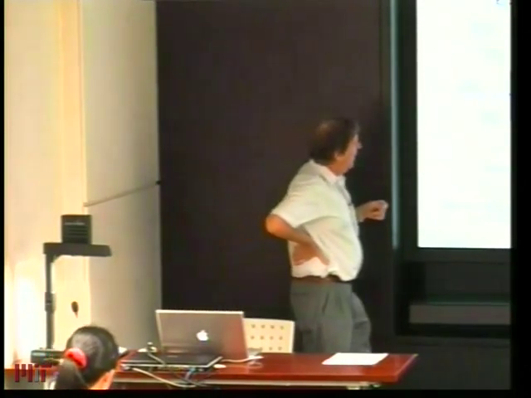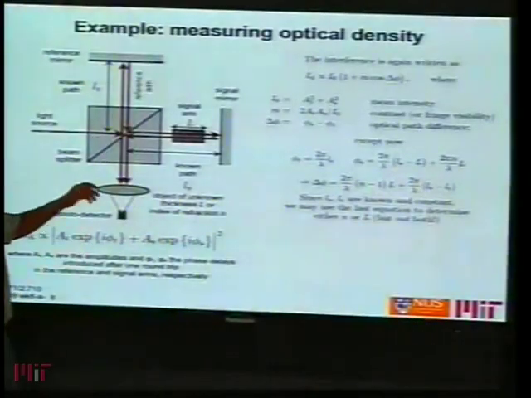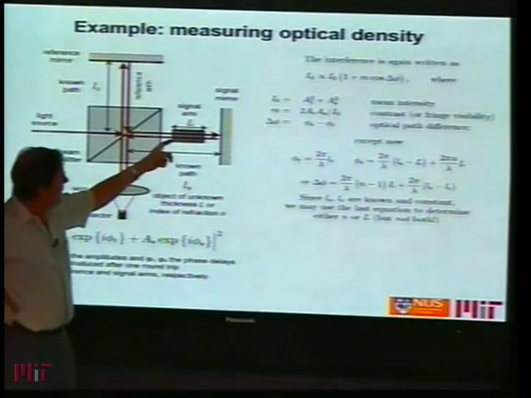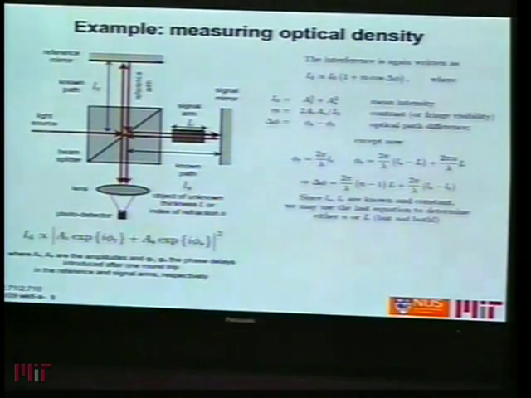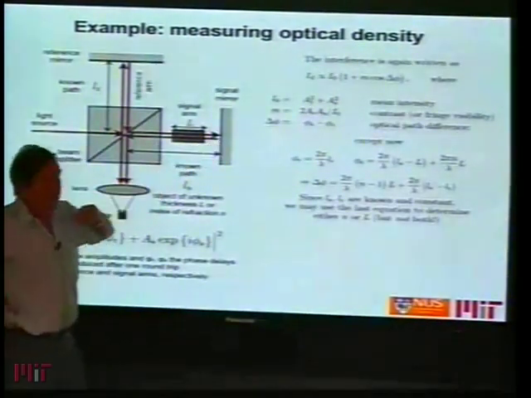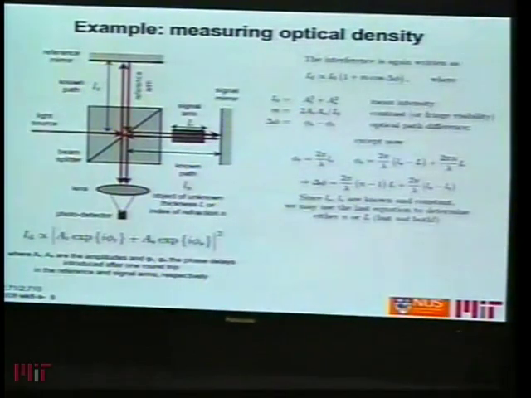Here we're going to look at a real object that we put in there and try and find out something about it. So we put in this lump of material, of length L and a certain refractive index. You can see now that the phase of this light when it gets there is going to be changed by the light travelling through that material.